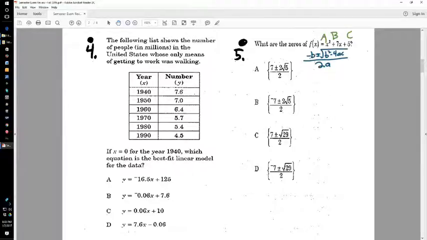So that's negative 7 plus or minus the square root of b squared. So that's negative 7 squared. I'm going to go ahead and just write a 49 here so I don't screw that up. Minus 4 times a times c. So that's minus 4. A is 1, so times 1, and c is 5, so times 5, all over 2a. So it's 2 times 1, which is 2, so I'm just going to leave a 2 right there. All right.